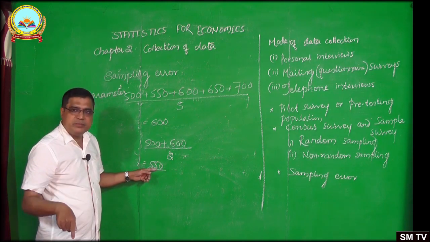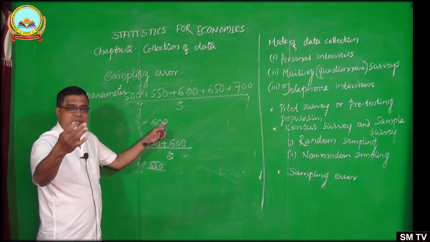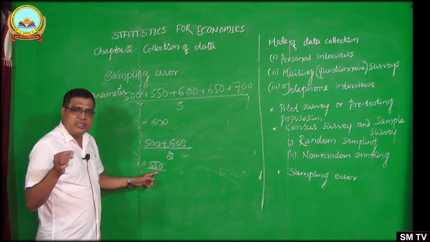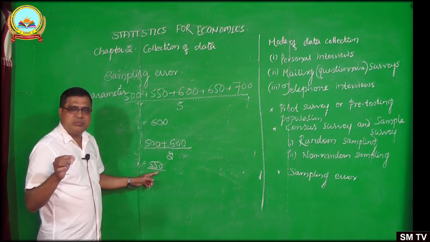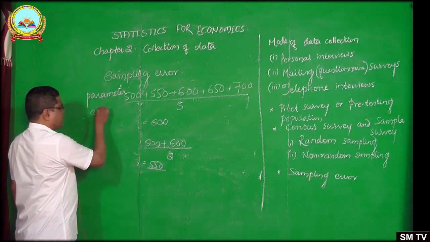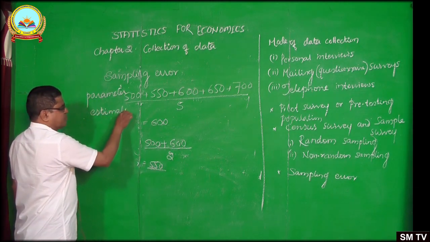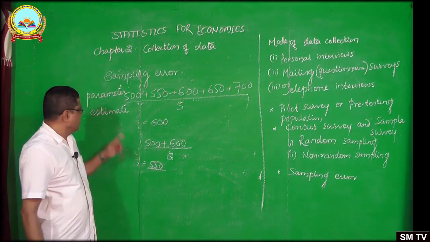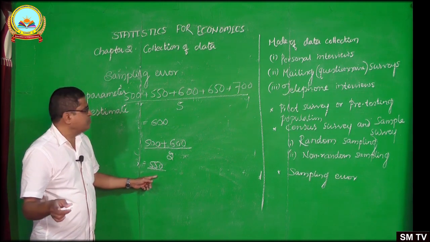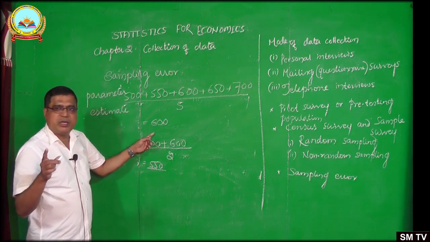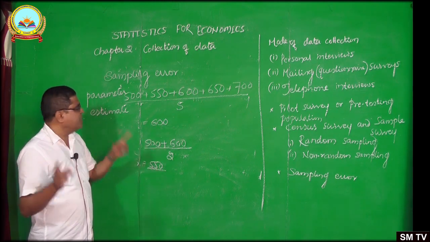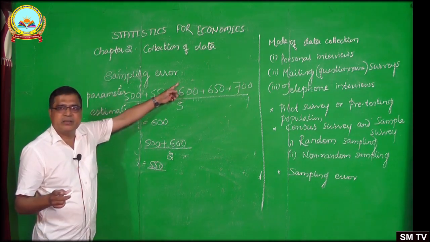This is the sample mean, this is the population mean, and this is called the parameter. And any statistical tool or measurement which is based on the sample is called an estimate. Now this estimate is done. What is the estimate? 550. What is the population parameter? That is 600. There is a difference between these 2, and that is called sampling error.